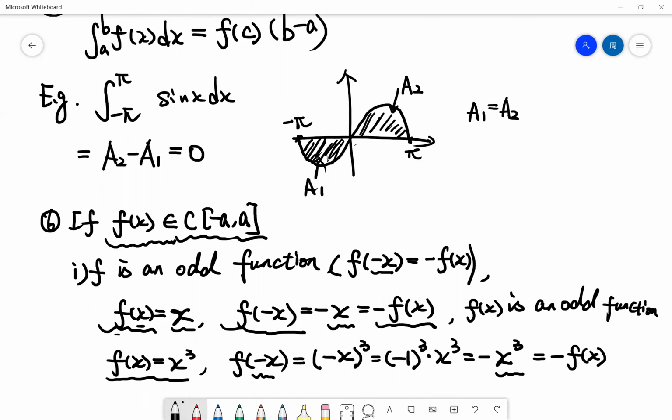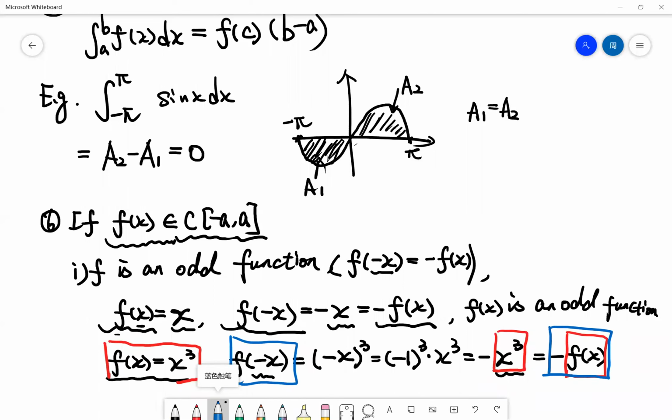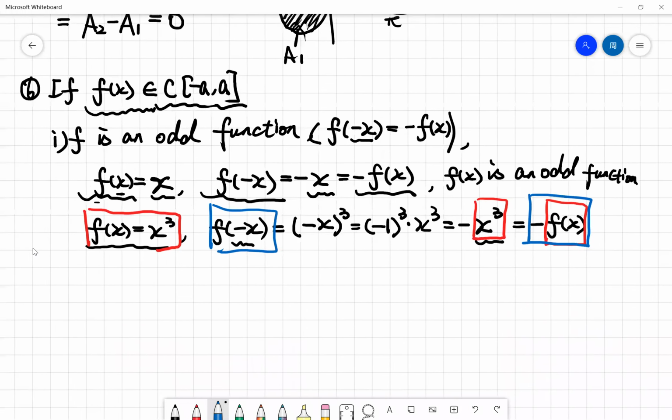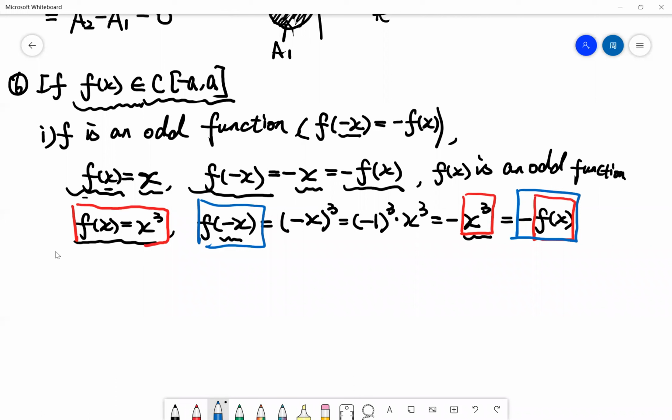Because the function, don't forget, is f of x equals x power 3. So here, x power 3 also equals f of x. So we can see at the beginning, that is f of minus x, and at the end, that is minus f of x. So we know that f of x equals x power 3 is an odd function. Can you understand more clearly here? Yeah, Lasha.